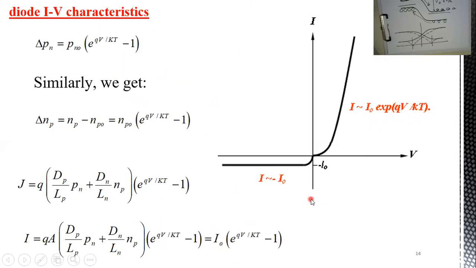However, when the voltage applied is greater than V naught, the current starts to increase exponentially, increasing in a very significant manner, and of course, this current is due to the majority carriers. So this is generally the IV characteristic curve for a diode. I believe you already know this IV characteristic curve from your previous courses. However, we just describe it from a semiconductor perspective.